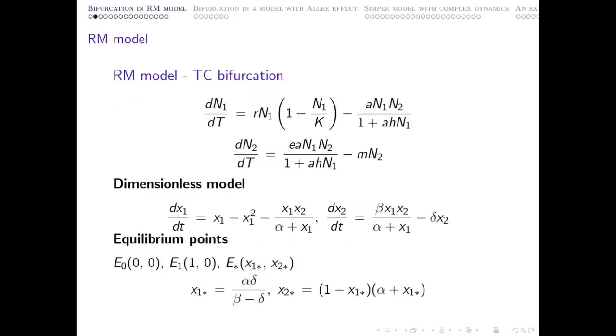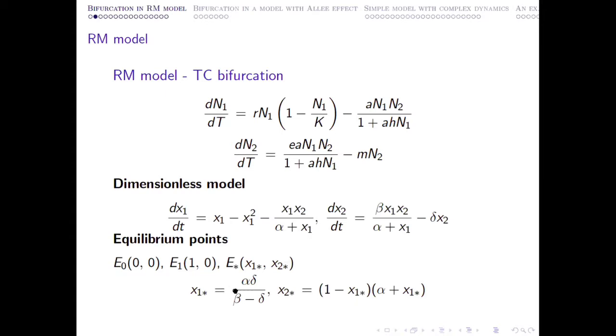So for bifurcation in Rosenzweig-MacArthur model, as we have discussed yesterday, this is the basic model, and then we have this non-dimensionalized version. So we have three equilibrium points. One is (0, 0), this is (1, 0), and then (x1*, x2*), which are given by this one.